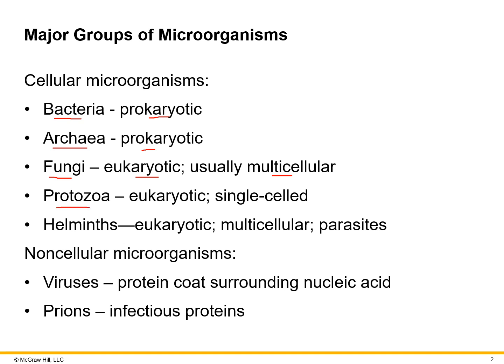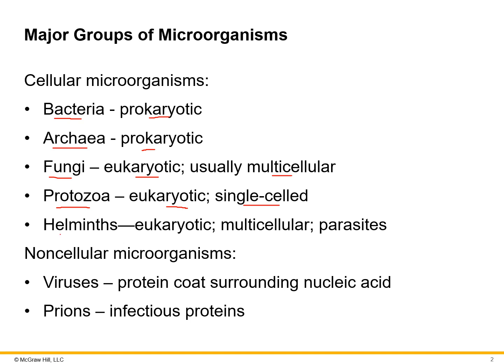Then protozoa. So protists cause malaria, which is a huge problem, especially in Africa. It is also a eukaryotic organism, but unlike fungi, most protists are single cell. So they exist as a single organism, much more like the bacteria and the archaea.